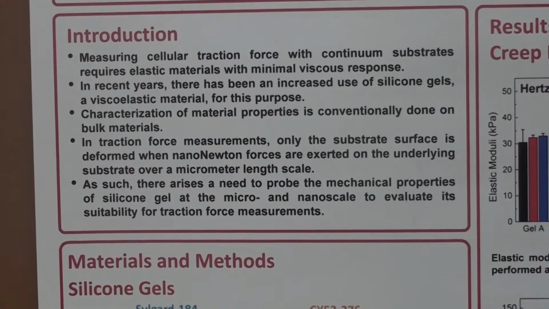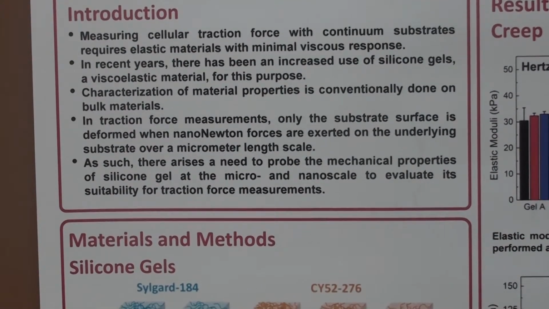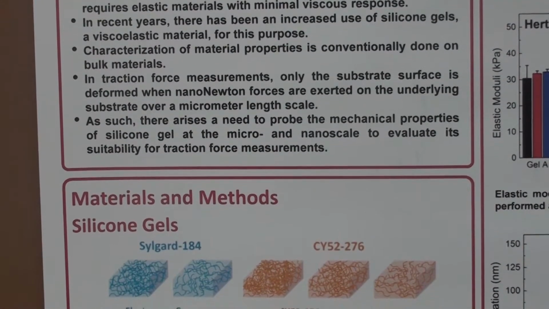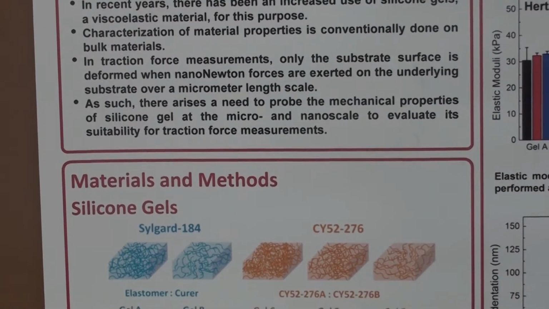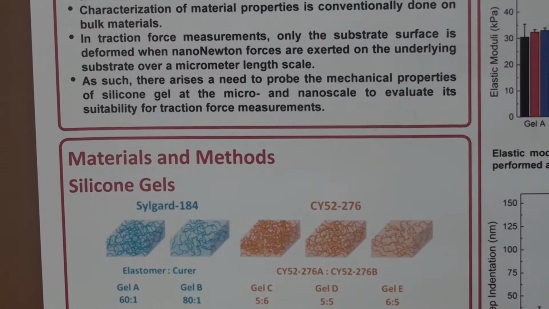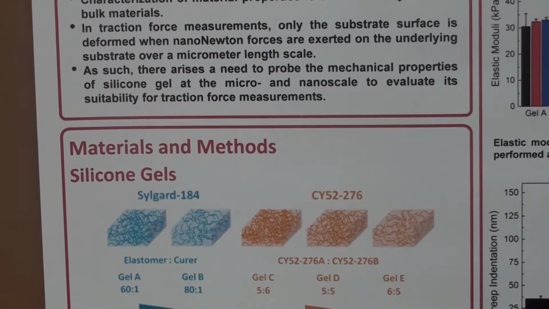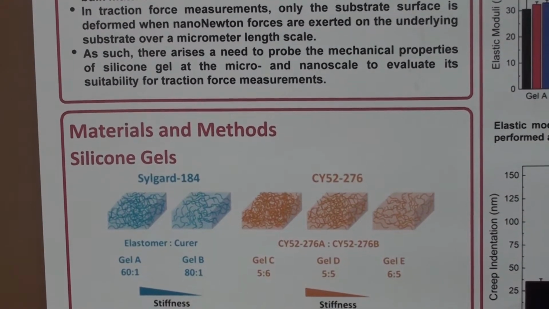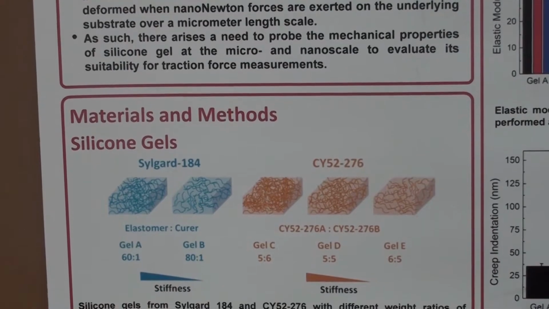And then most of the characterization work done on silicon gels is performed on bulk materials. However, for most of the cell traction force assays, only the substrate surface is deformed when cells exert nanonewton forces over the underlying substrate for a micrometer length scale. So there arises a need to characterize the viscoelasticity of these silicon gels at the micro and nano scale.